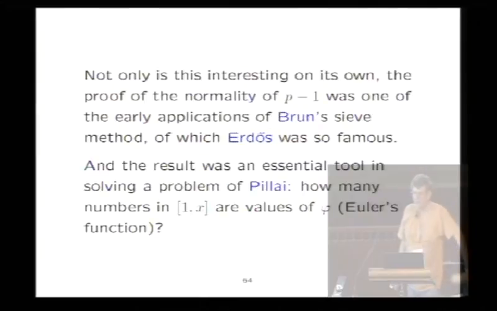It's one of the things of which Erdős is very famous, showing the power of sieve methods in elementary number theory. In this same paper, he used this to attack a problem of Pillai. Pillai asked how many numbers up to x are values of Euler's function. You can see instantly, since Euler's function takes a prime p to p minus 1, that there are at least about x over log x Euler values up to x.